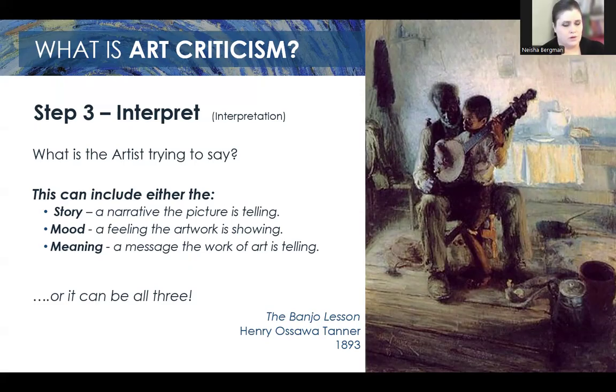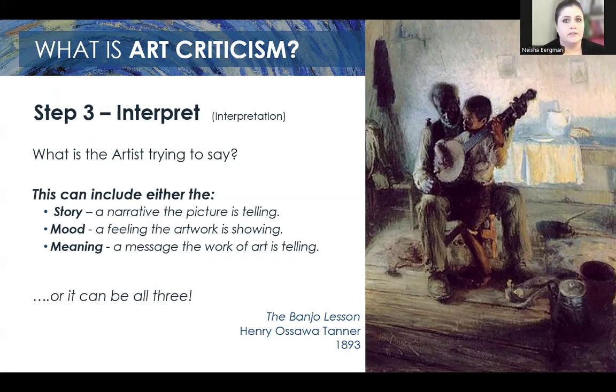So it could have a more over-encompassing meaning that it's trying to convey. So what is the artist trying to say? In this case, and all 3 of those components, they're not mutually exclusive. An artwork can tell a story and create a mood. An artwork can have a really deep meaning, but tell it in a story. Okay, it can have all 3. This particular piece has all 3.